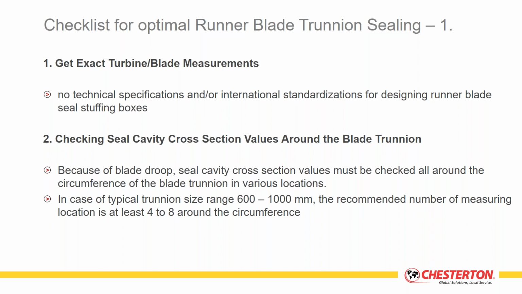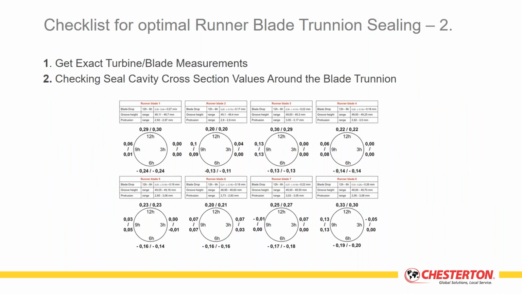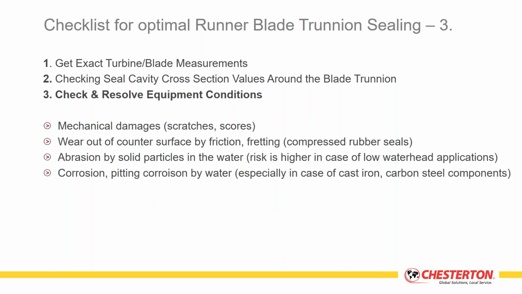Check the seal cavity cross section and the values, because even just because of the wear out of the bearings, the blade loop value can vary by blade, even in the same turbine. And just one example is how we do and how we recommend to do the measurements and to record the measurements by blades. As you see in the chart here, there are eight blades, because this Kaplan turbine has eight blades, and we measure the blade loop by blade itself.